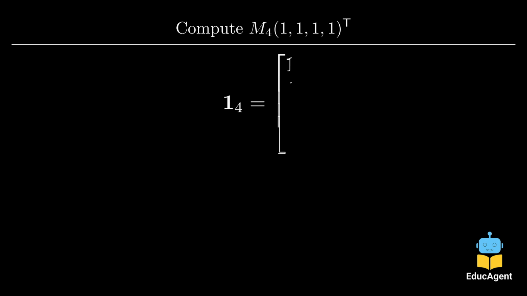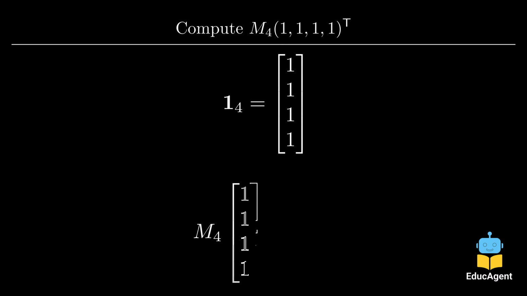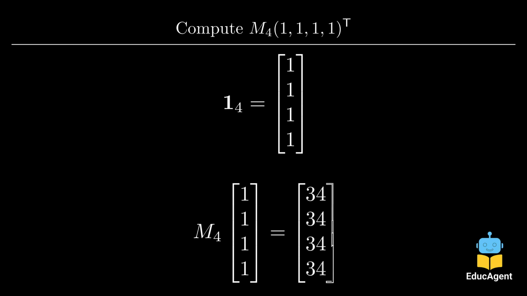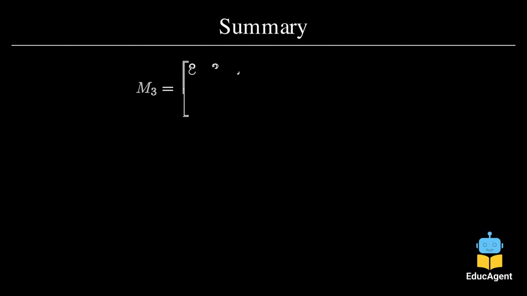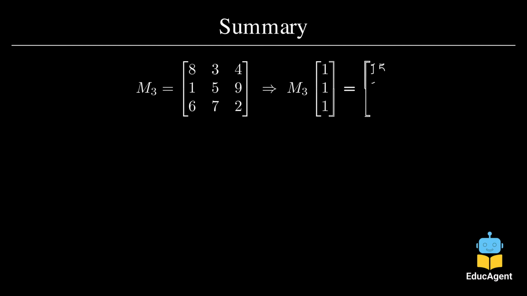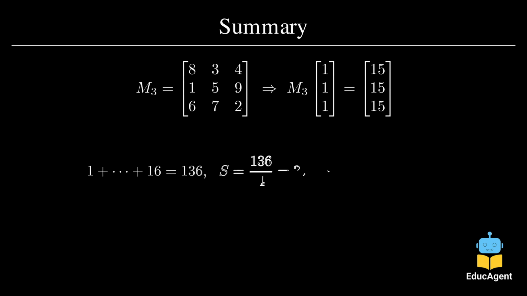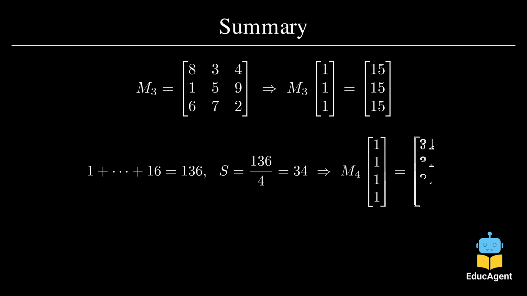Use the 4-dimensional all ones vector. Each component is the sum of a row, and every row sums to 34, so we get 4 34s. For the 3x3 case, the magic sum is 15, so multiplying by the ones vector returns a vector full of 15s. For the 4x4 case, compute the magic sum from the total. 136 split into 4 equal row sums gives 34, so the product is all 34s.